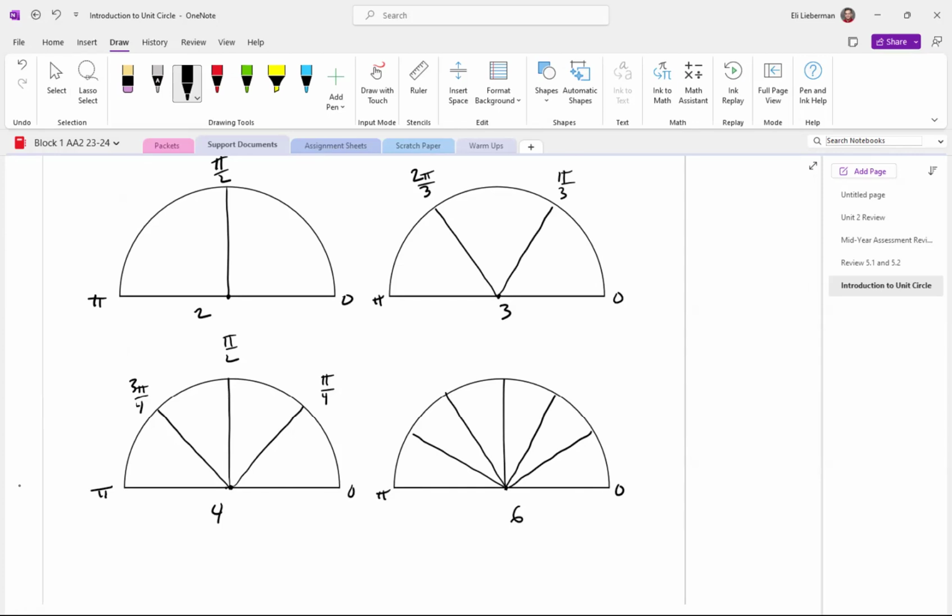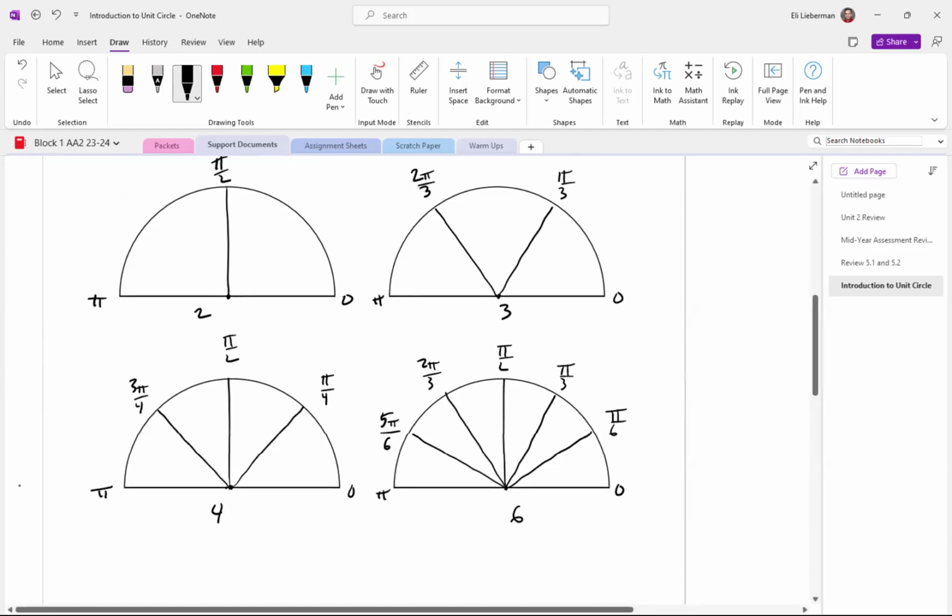The next one. Ava. How did you do these? Like, I understand the pi over 6, but how about the pi over 3? And then pi over 2 came from. Are we good with that? Just counting. No big deal.